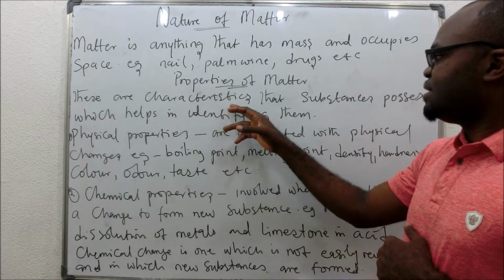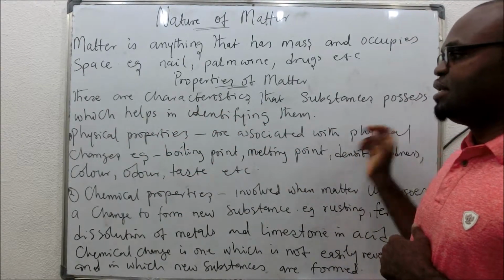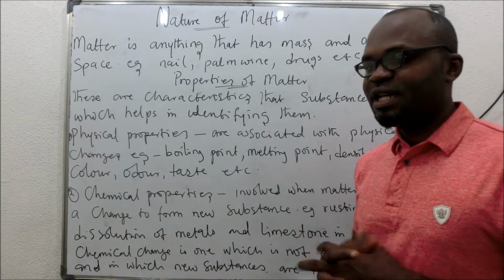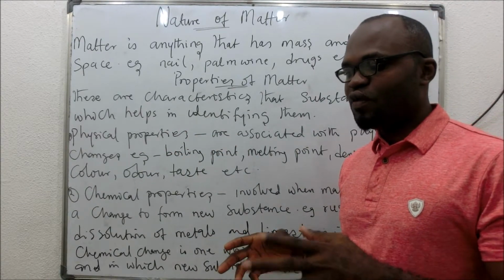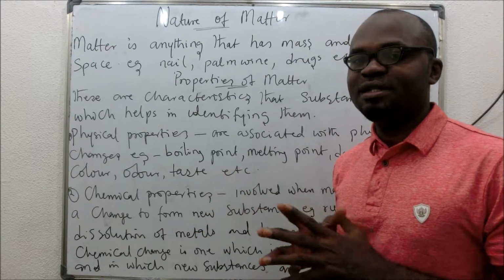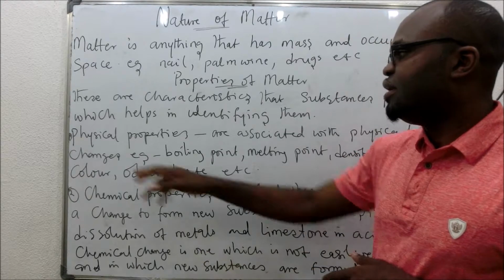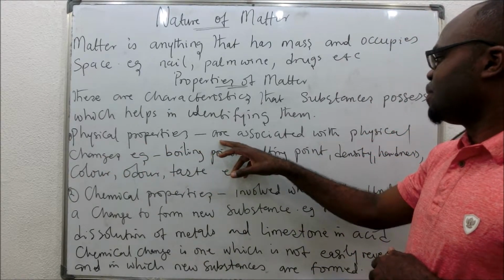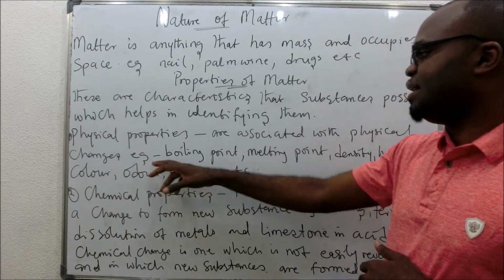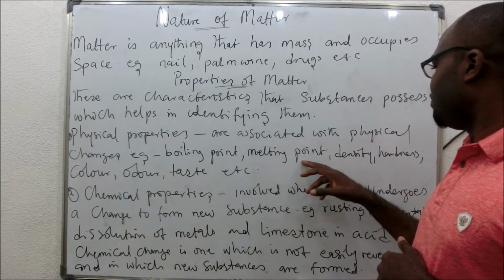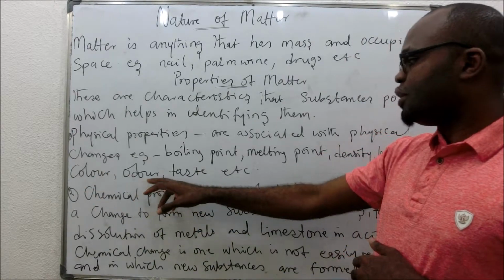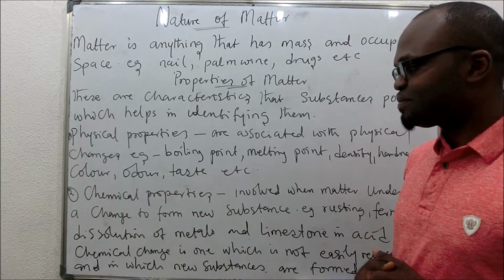These are characteristics that substances possess which helps in identifying them. Now you can actually differentiate between water and ethanol using their boiling points because they don't boil at the same temperature. Now, physical properties are those properties that are associated with the physical changes. Example is boiling point, melting point, density, hardness, color, odor, taste, etc.